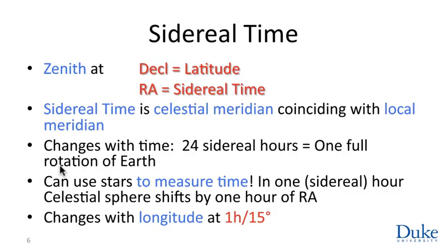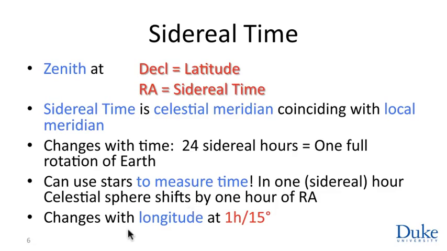So we can use the stars to measure time. The motion of the stars across the sky is a way to measure time. And indeed, in one sidereal hour, the celestial sphere shifts by 1 hour of right ascension, one parallel giving way to the parallel moved by another hour. And until the 20th century, this was in fact the definition of our units of time. A second was defined in terms of the rate at which the Earth rotates. This is a pretty stately and fixed rate, and it's no coincidence that until the 19th century, this was the most precise way to measure time that we had at our disposal.